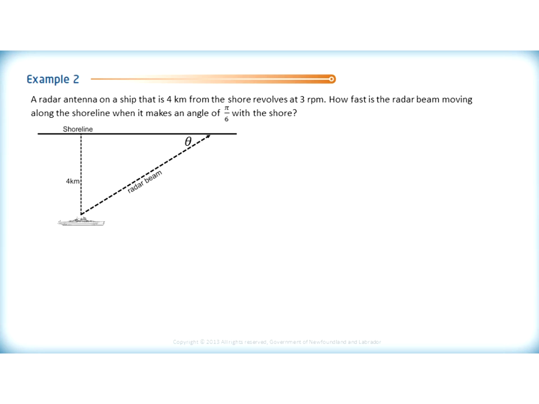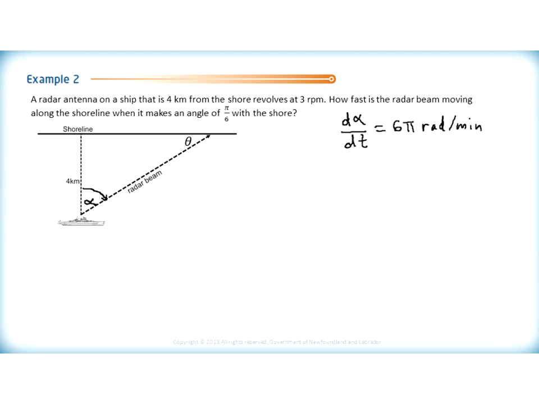If the radar is spinning at 3 rotations per minute, that's telling us how fast this angle down here is changing. So we better give that one a name, alpha. So this tells me that d alpha with respect to time, 3 rotations every minute, is 3 times 2 pi, so that's going to be 6 pi radians per minute. So that's our angular velocity, if you will. So that's d theta over dt.